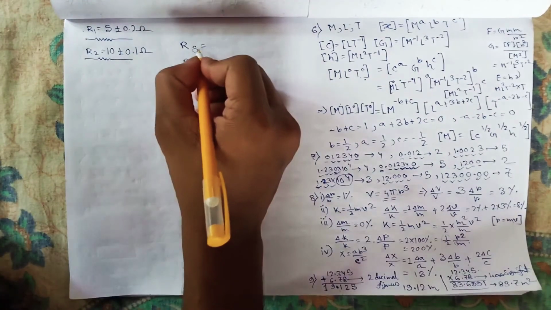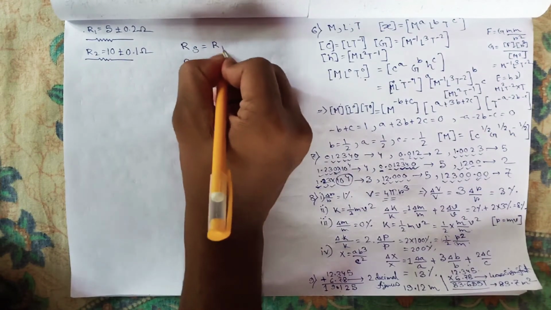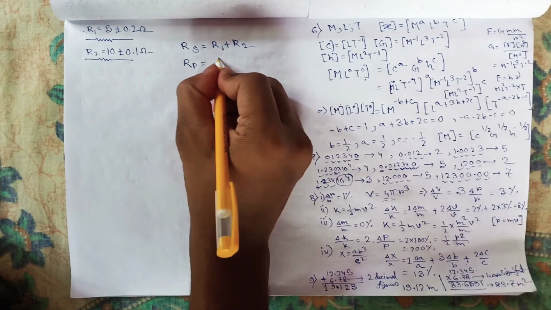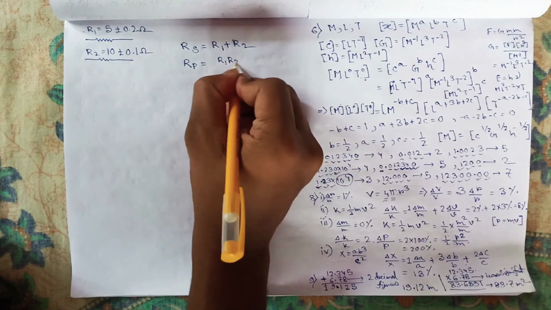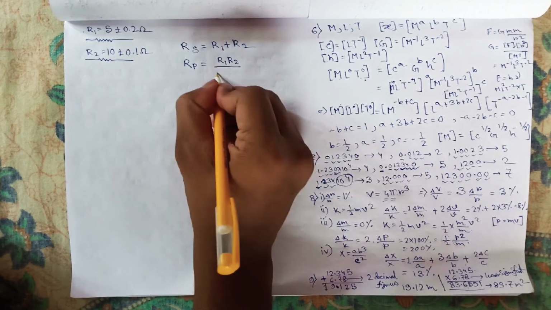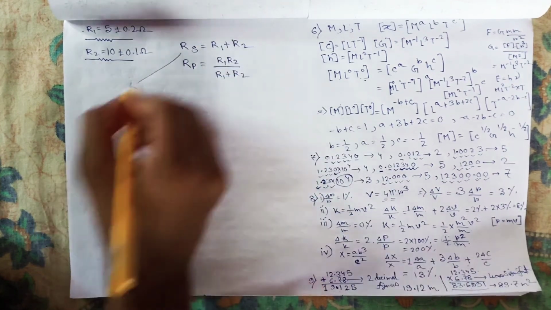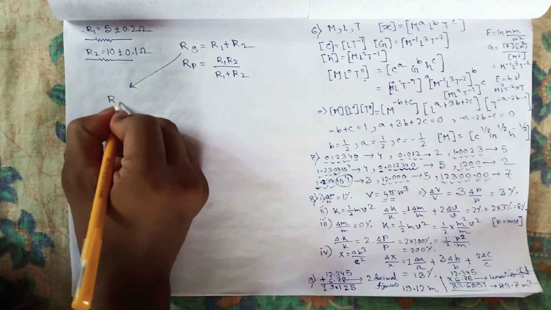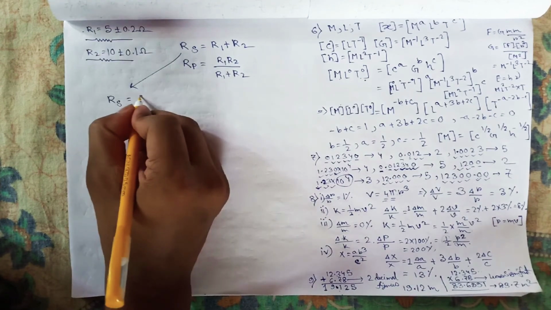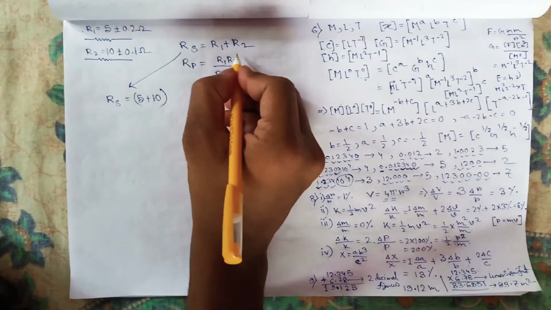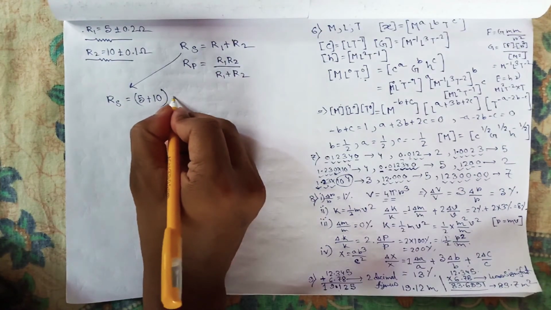We know the series combination of resistors is given by the formula R1 plus R2, and the parallel combination is R1 R2 by R1 plus R2. The first one is very easy. We will just sum them. RS will be 5 plus 10, 15, and we will sum the errors.